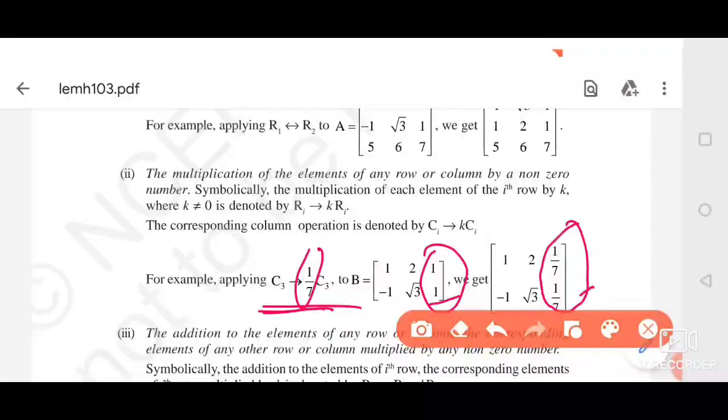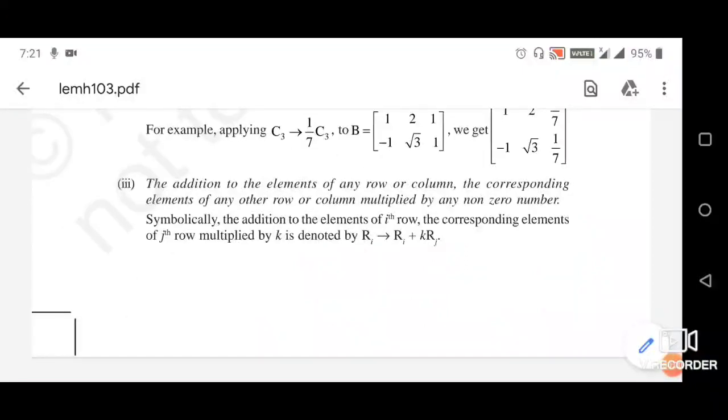Now, this example is given for column. You can multiply any one row by a non-zero number. So, this is the transformation number 2.